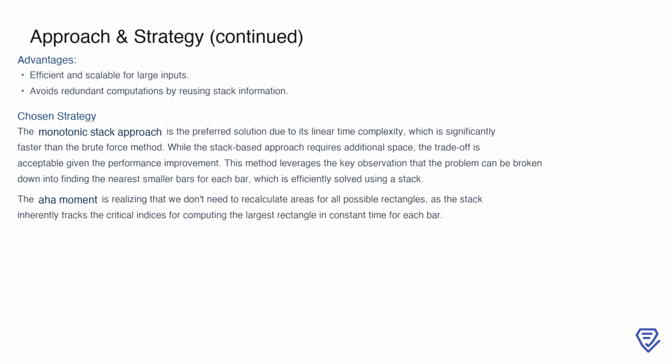The monotonic stack approach has several advantages. First, it is highly efficient and scales well for larger inputs, making it suitable for competitive programming scenarios. By leveraging the stack, we avoid redundant computations and reuse information we've already gathered, which leads to significant performance gains. This method is built on the key observation that the problem can be reduced to finding the nearest smaller bars for each bar in the histogram, and a stack is an ideal tool for solving this subproblem efficiently. For these reasons, the monotonic stack approach is the preferred strategy.